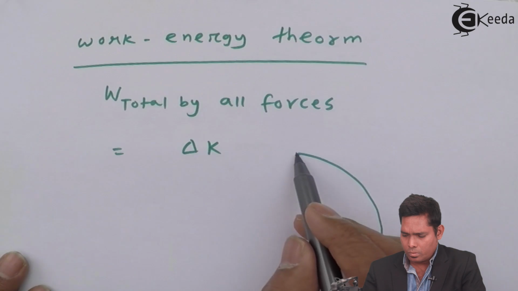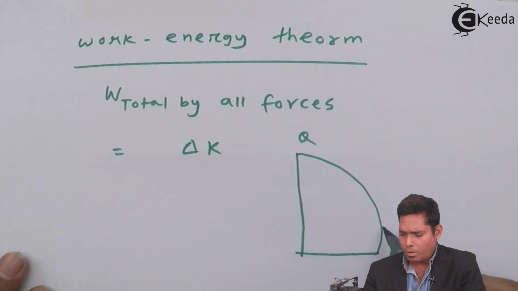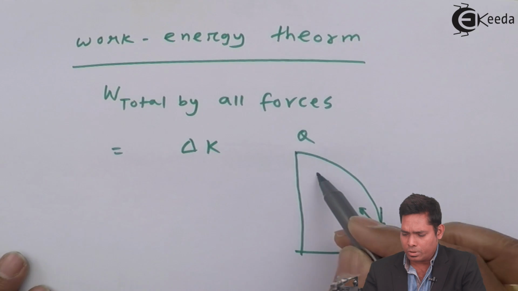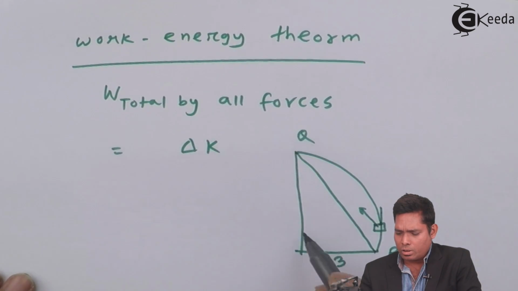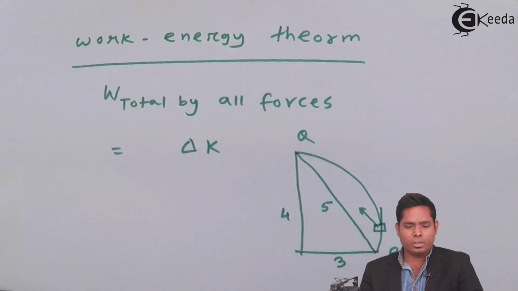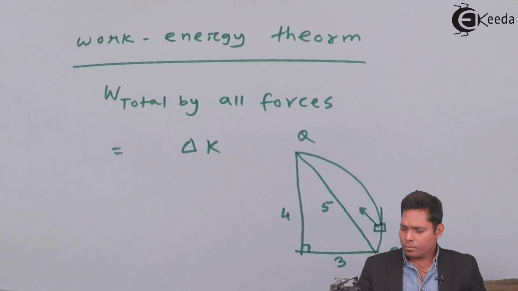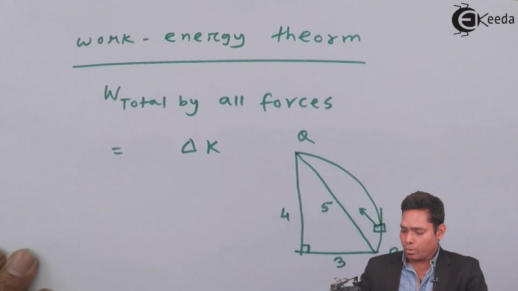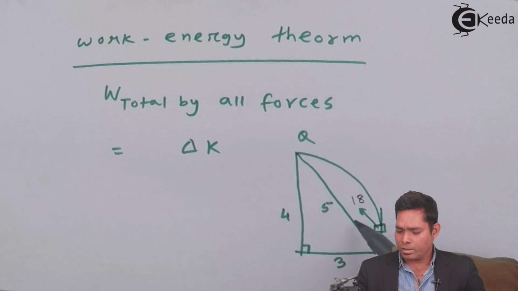In this situation of P to Q, the block is being pulled along this line, which is parallel to this always. This distance is 3, this distance is 4, and this is 90 degrees, so by Pythagoras theorem this is 5. So you have to find the force, which is 18, in the direction of displacement. Displacement is 5.